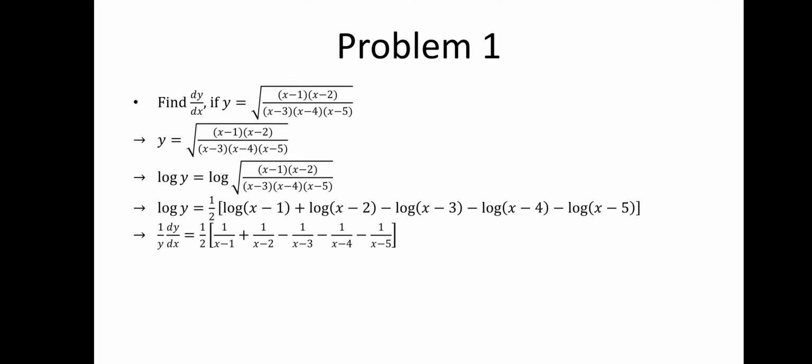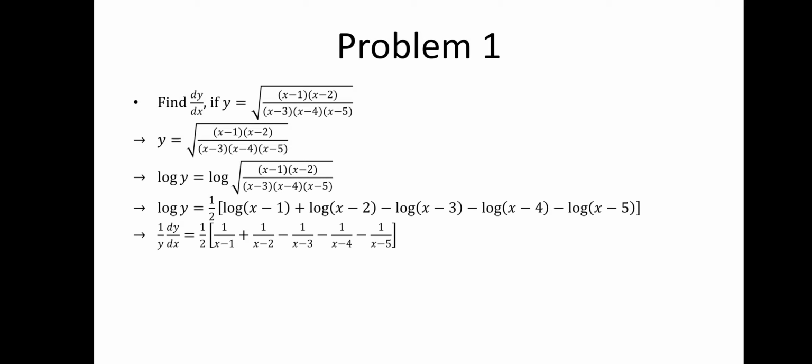So log y, when I differentiate, the differentiation is 1 by y. But as we are doing the differentiation with respect to x, y needs to be differentiated, that's the chain rule. So it becomes 1 by y into dy dx. And then on the right side, the rest of the differentiation is exactly as it is. Log of x minus 1, if you do the differentiation, becomes 1 by x minus 1, 1 by x minus 2, 1 by x minus 3 and so on.